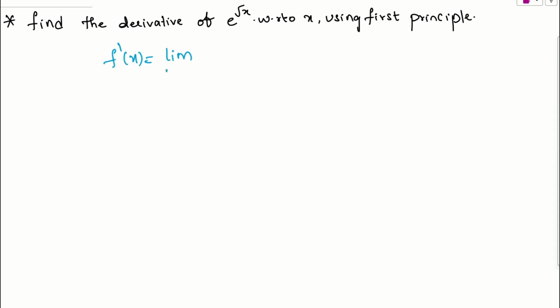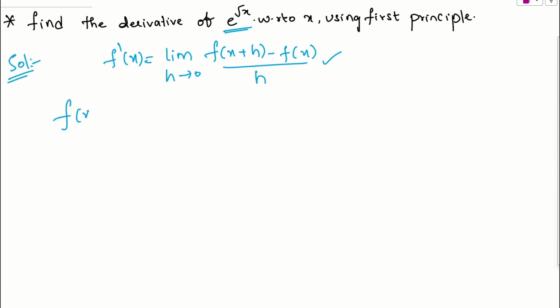This is limit h tends to 0, f of x plus h minus f of x by h, right? This is the formula we need to apply. So let us see here. What is given here? Let us try to prove this. Let us find it. What is given? f of x is simply e power root x.